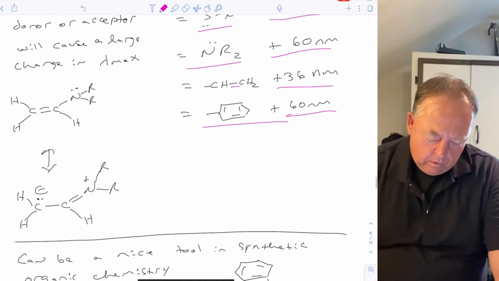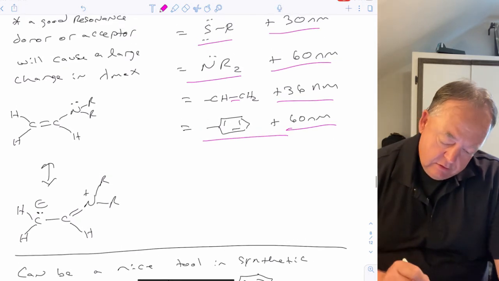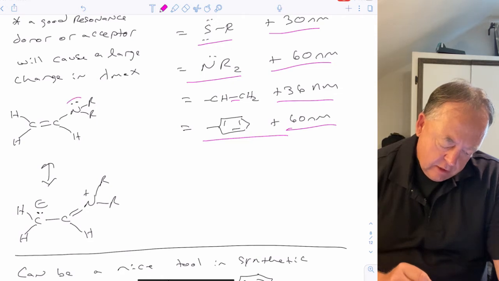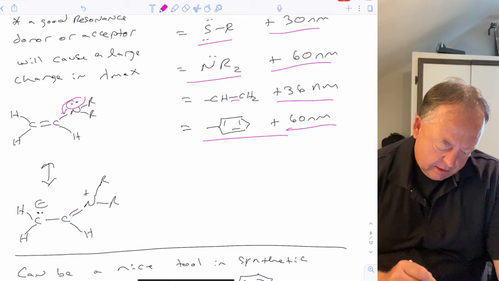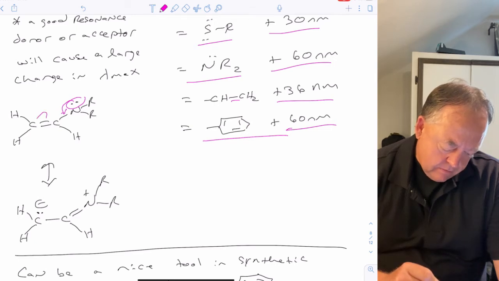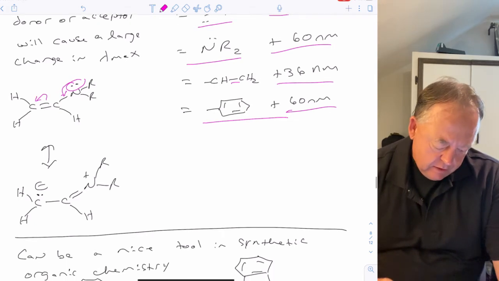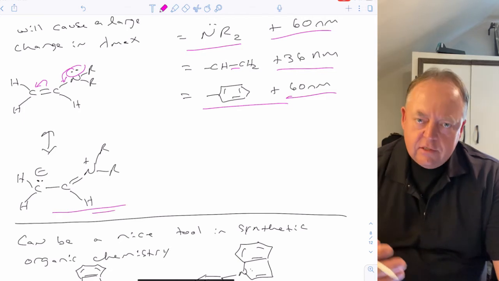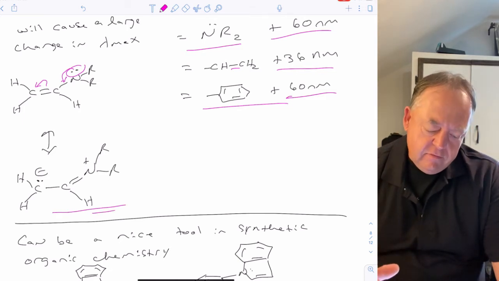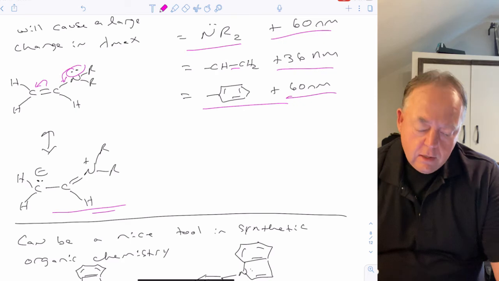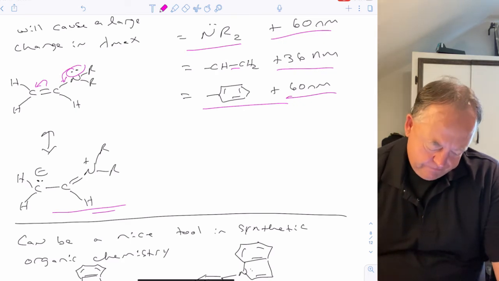Okay, so why do amines shift it so much? The resonance structures of amines are very significant, right? You can take that lone pair of electrons down to make a double bond between carbon and nitrogen. So this is a very significant resonance form for amines, so they have a very big impact on where the molecule absorbs light.